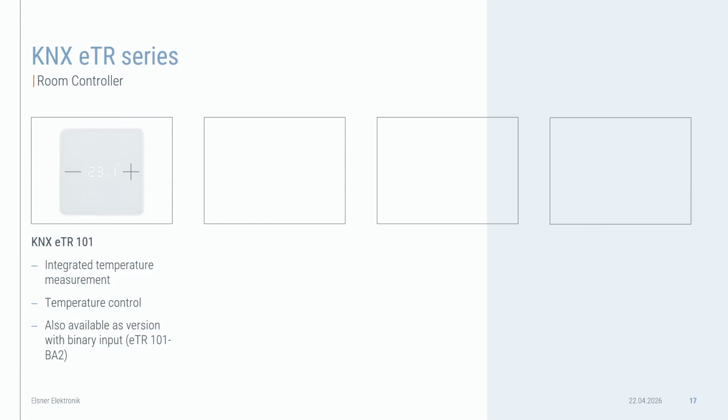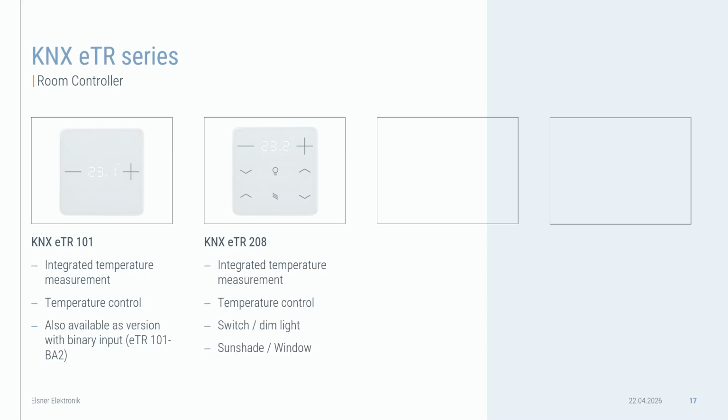The next device which I want to show is the KNX ETR 208 light and sun blind. The device has the same functions as the ETR 101, but it also has buttons to control the light and the blinds. The KNX ETR 208 is just an example of many with different combinations of the ETR family. Feel free to browse our web shop under KNX bus system and then ETR series. You will find a lot of different versions of the ETRs.